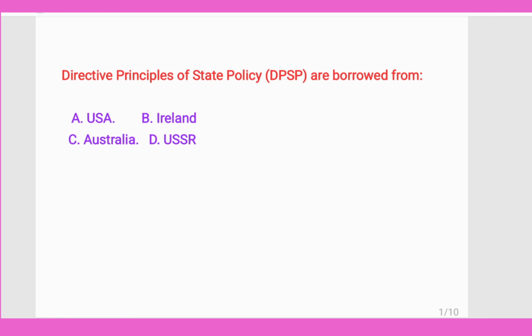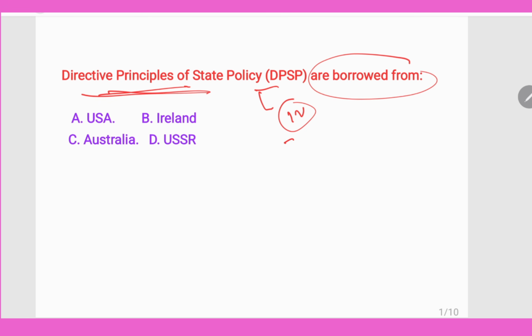The next question is directive principles of state policy are borrowed from which constitution? The question says that from which constitution we borrowed the directive principles of state policy. The DPSP is mentioned in part 4 of Indian constitution and the articles are article 36 to 51. It is borrowed from Ireland, or the Irish constitution.